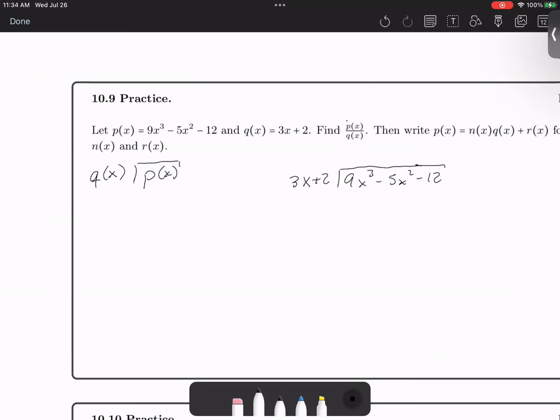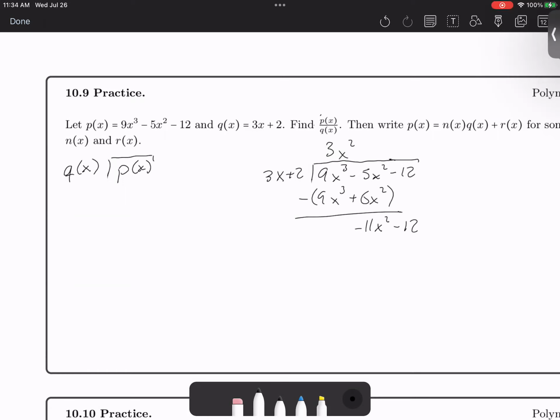All right, 3x into 9x cubed gives me a 3x squared. I then run that backwards. I get a 9x cubed plus a 6x squared, which I wrap in parentheses and I subtract. I end up with a minus 11x squared minus a 12.